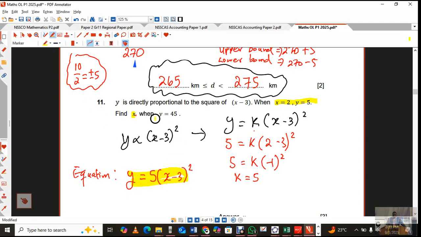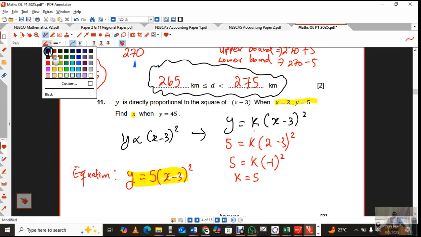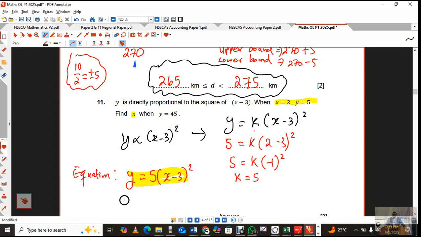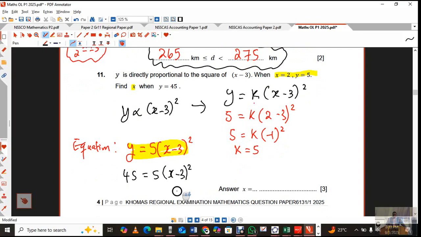Here they say find x, they give us the value of y. So we're just going to substitute, right? We have y, which is now 45, is equal to 5 times (x, what we are looking for, minus 3) all squared. Right, so if you do that, I might be running out of space a bit, so I'm just going to create a bit of space for me over here.